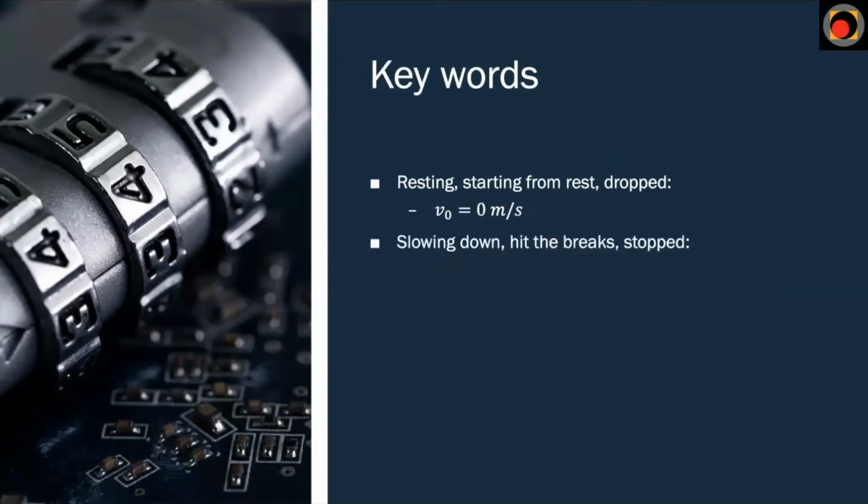Slowing down, hit the brakes, or stopped. These are three other clues that will tell you something about the answer, and that something is that the acceleration is negative. We defined acceleration as change in velocity. Change in velocity is final minus initial velocity. So if something is slowing down, the initial velocity should be bigger than the final velocity. If you do that subtraction, final minus initial, we will have a negative number. That's why A is negative.